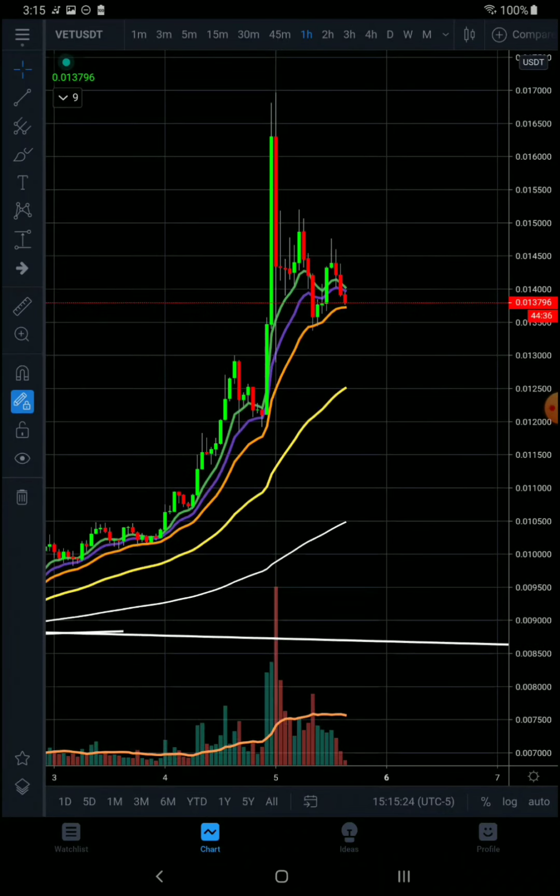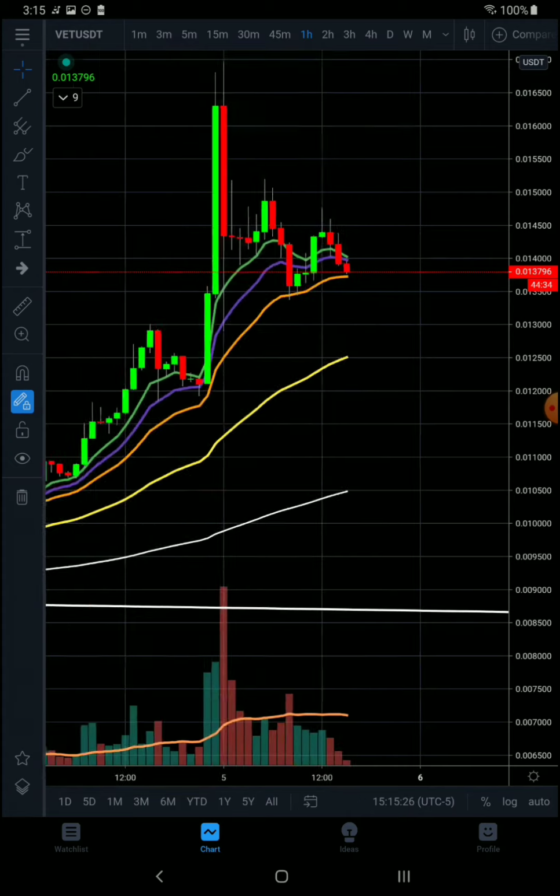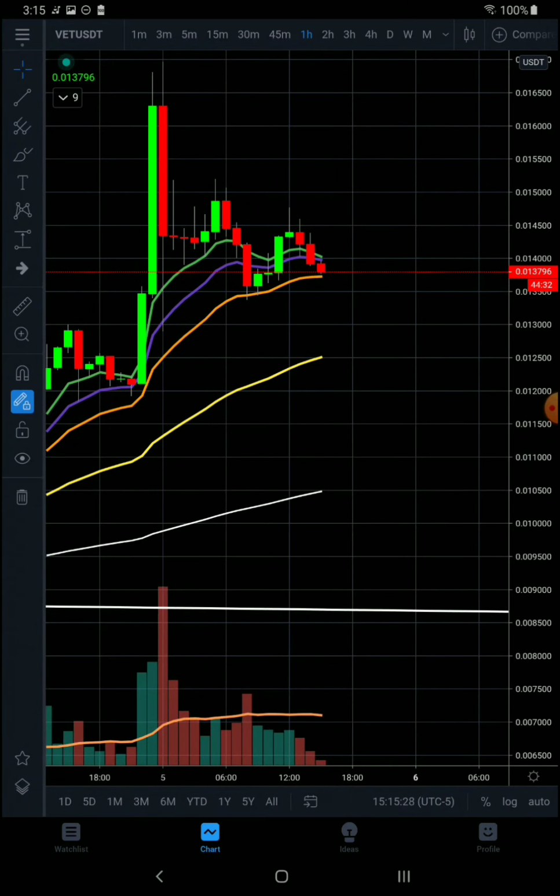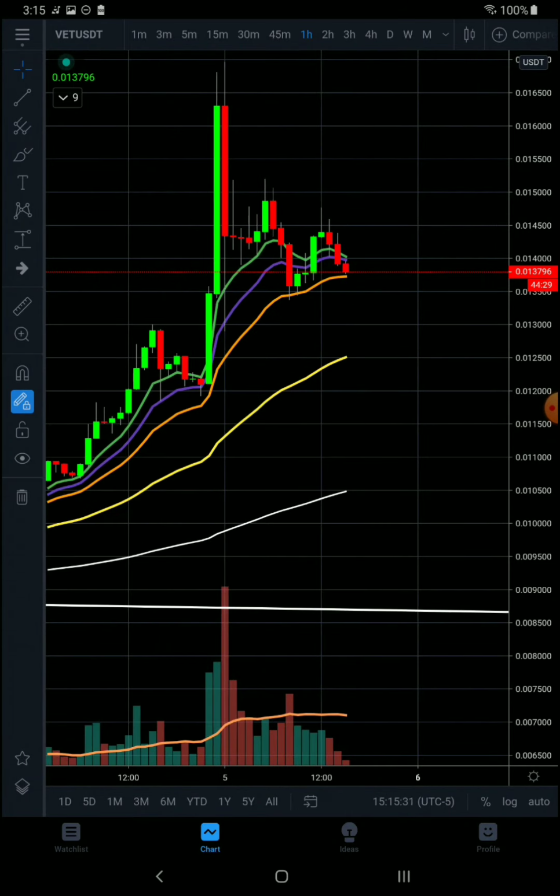So right now, I do have to admit, I'm in a short position for VET. My target is around 1250, and I'm in a short position. I was in a short position from over the 14s before.